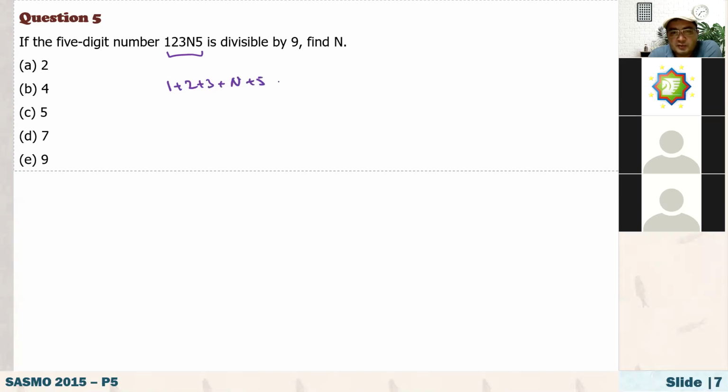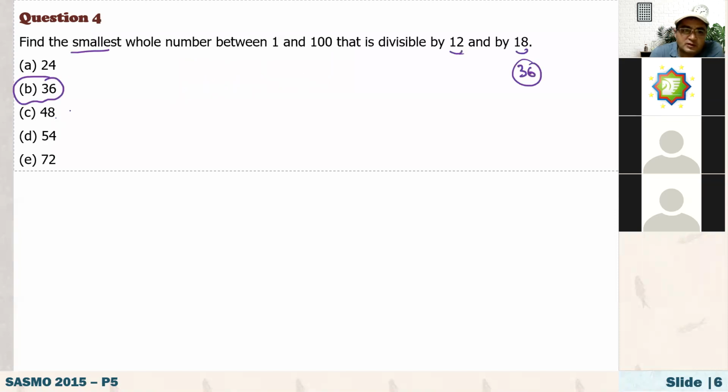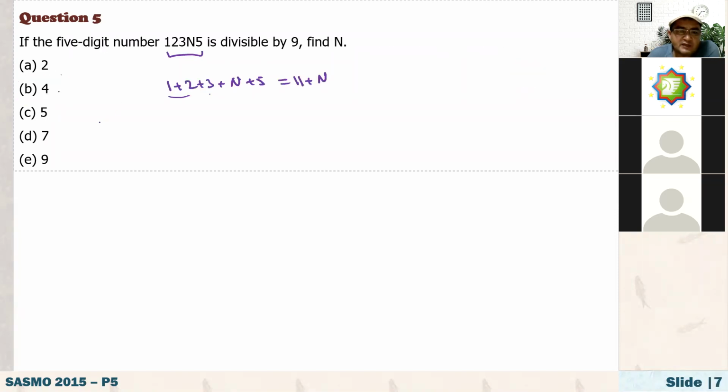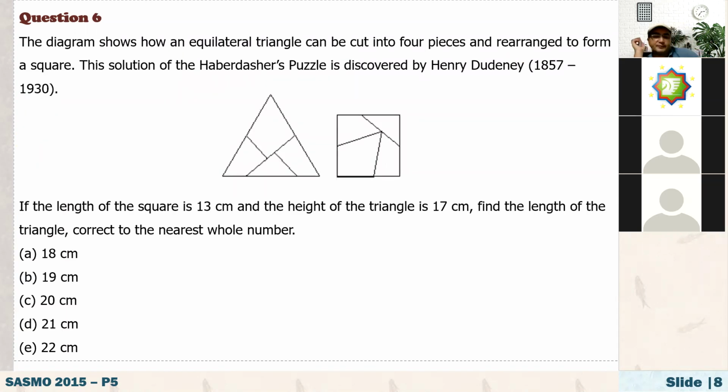It should be divisible by 9, which is equal to this: 3, 6, 11. So that's equal to 11 plus n. So if it is 2, 13, no. It's 4, 16, no. 5, it is 16. And the only answer is, what is it? When n equals 7, it is 18. So 18 is divisible by 9. That's why, and at that time, it will be divisible by 9.